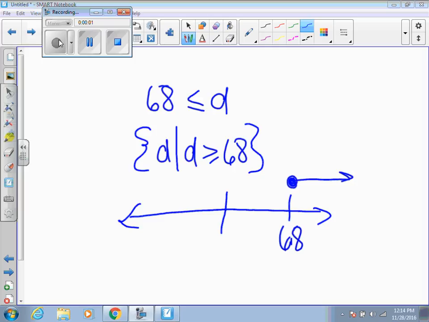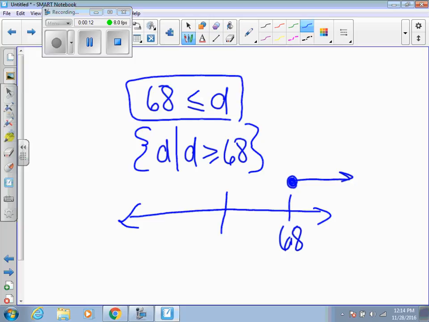Talking about inequalities and solving equations with inequalities. And the one thing I want you to know is when you arrive at an answer such as 68 is less than or equal to D, I want you to use the set builder notation of, and use brackets, D such that D is greater than or equal to 68. So this line means such that. So all values of D such that D is greater than or equal to 68.